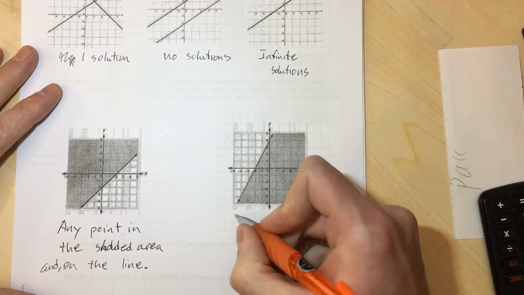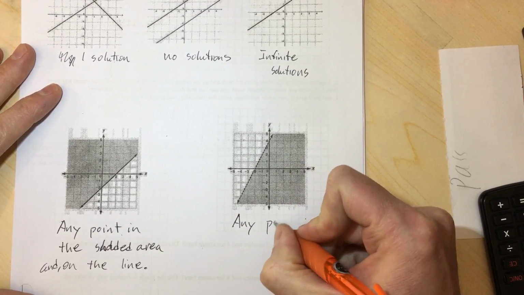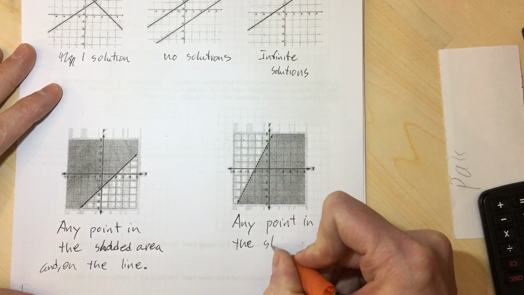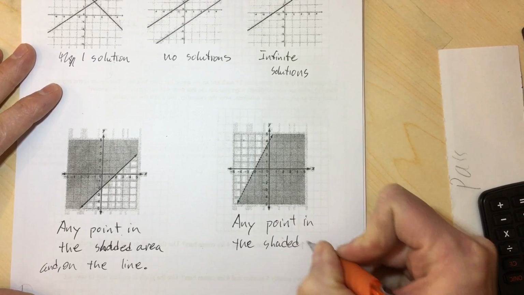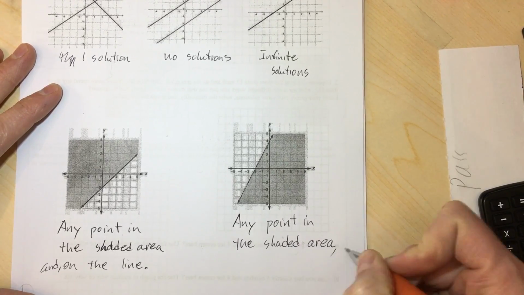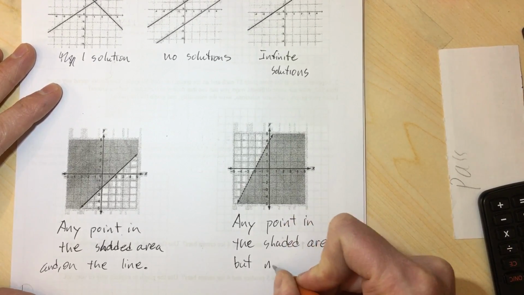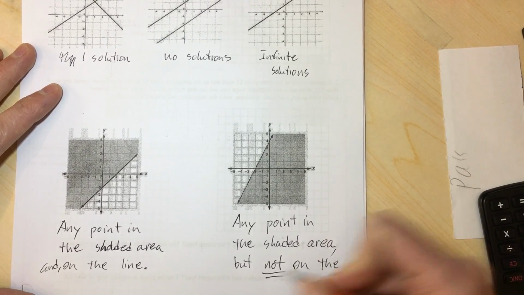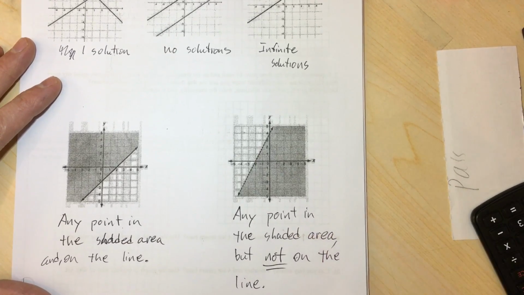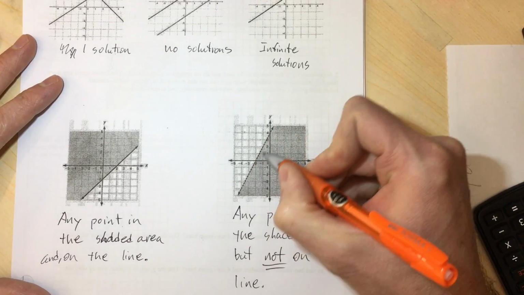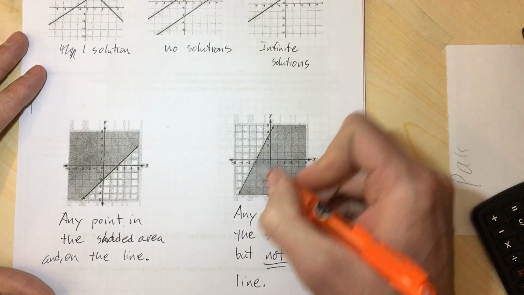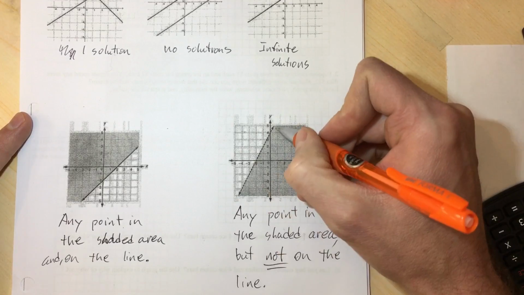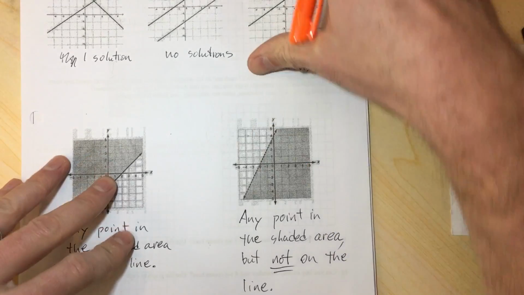The second one, you have any point in the shaded area, but not on the line. And we can tell that it's not on the line because this line is dotted. So look closely at your notes and look at the video if you can see that it's dotted or not. But this is dotted, so it is not on the line. So any point in the shaded area, but not on the line.